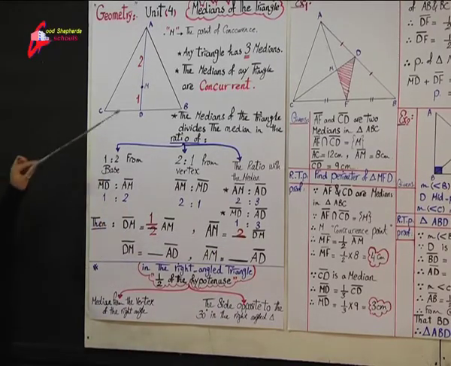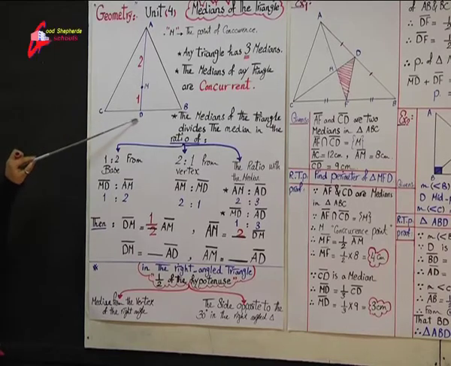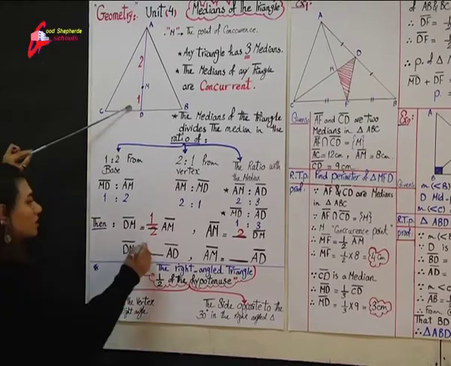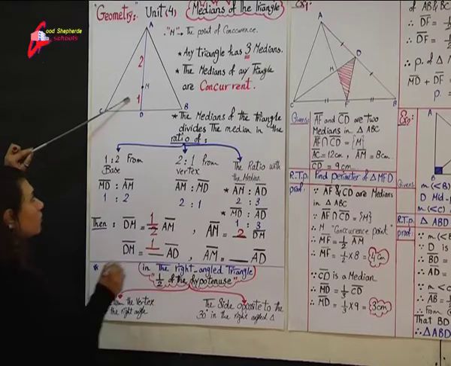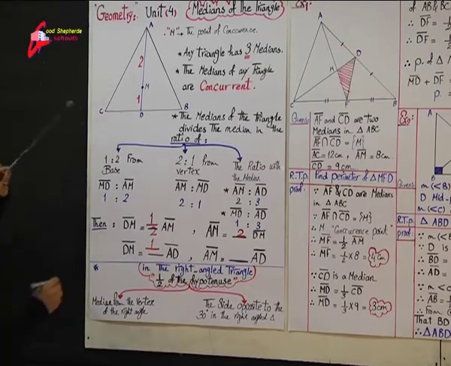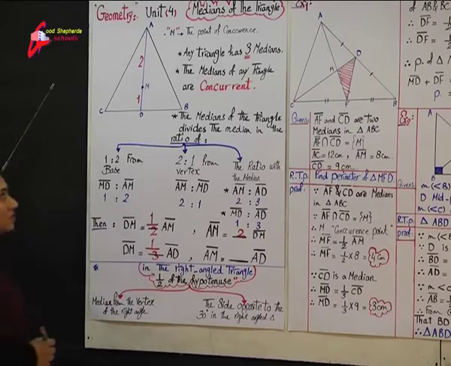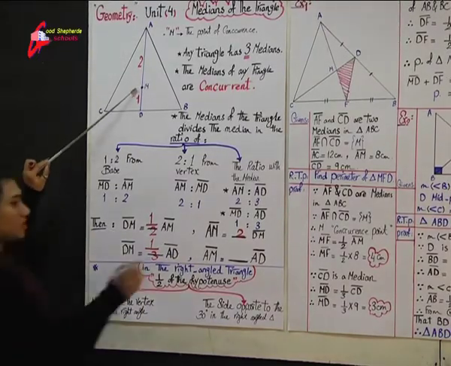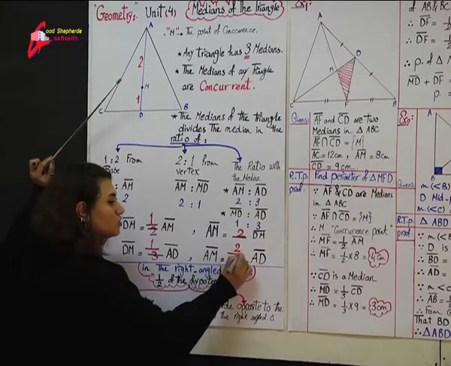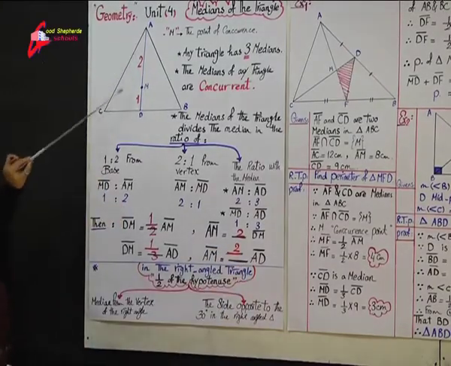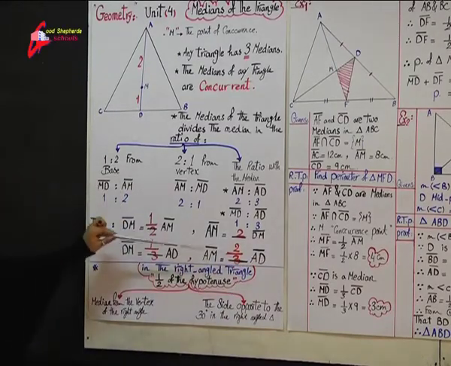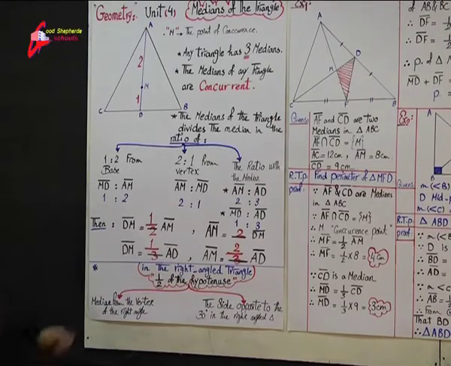The DM part, or MD, is in the base, and we need to compare it with all the median. So in the base it's 1, and I compare it with AD, which is 3. Also AM from the vertex is 2, and compared with the whole median AD, it will be 3. So it's 2 over 3, 2/3 of the median AD.